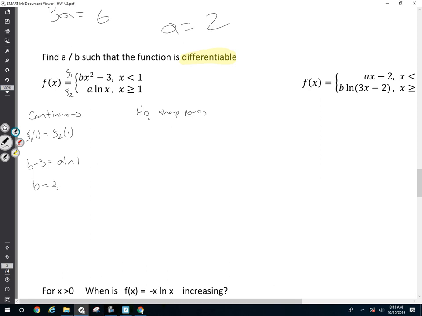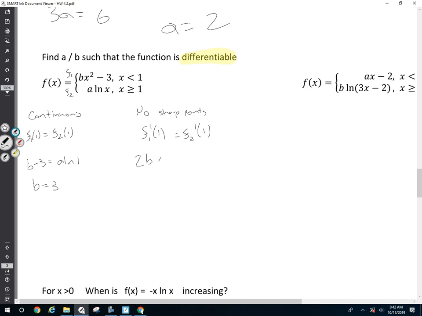All right, no sharp points. That means the functions need to meet up with each other at 1 so that the slopes are nice and smooth. So I can't have a slope that's different from another slope, or else it's going to be a sharp point. So remember this, we need the tangent slopes. f little 1 prime has to equal f little 2 prime at 1. f little 1 prime is 2b x. I already know what b is, but I can figure that out.